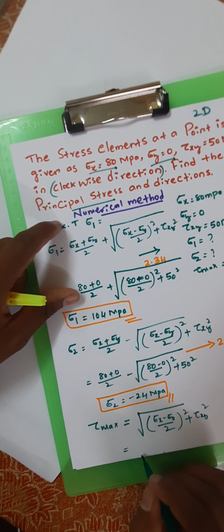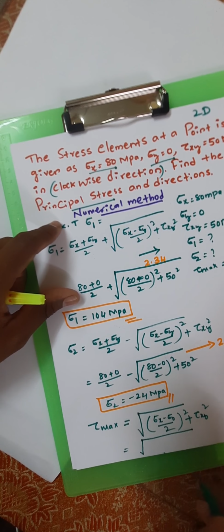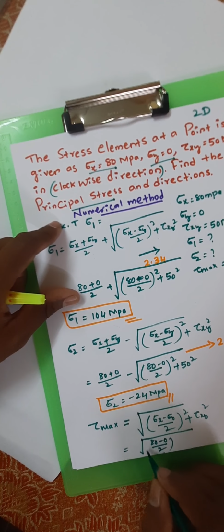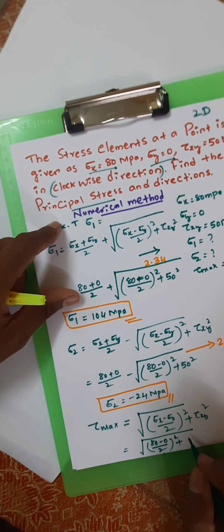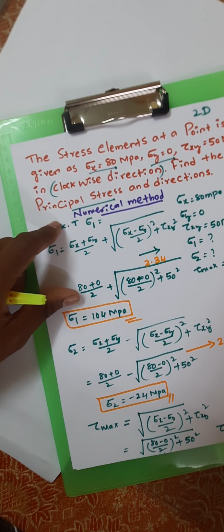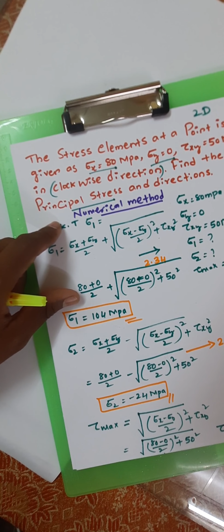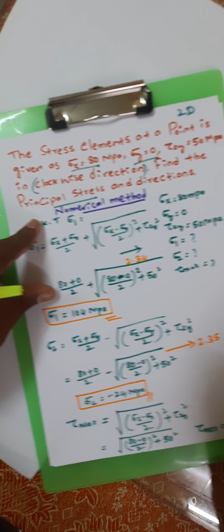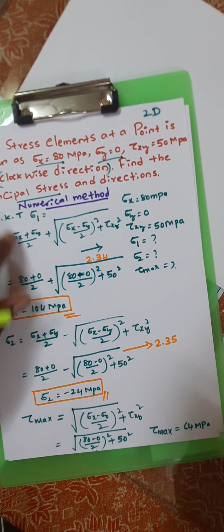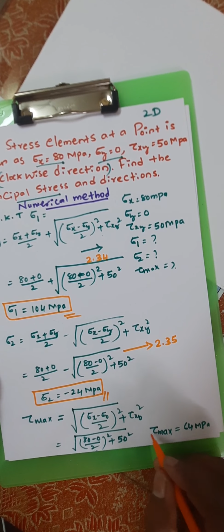If you substitute all the values into this equation: what is the value for sigma x? 80 minus 0 divided by 2, whole square, plus tau xy, which is 50 square. If you simplify this, tau maximum is equal to around 64 MPa. This is the maximum shear stress.